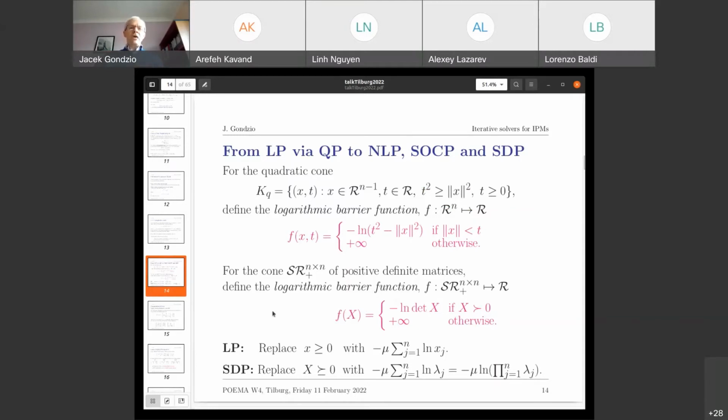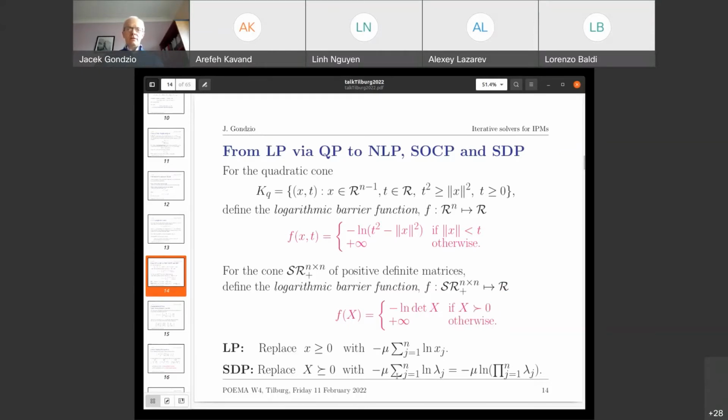If we think of semi-definite programming problems and positive semi-definite matrices, then there also exists a beautiful logarithmic barrier function for these problems. And in this case, we will ask for the logarithm of the determinant of the matrix X. Because if we want to keep X strictly positive definite, then the determinant of X should be kept as large as possible, which means minus logarithm of it should be as small as possible.